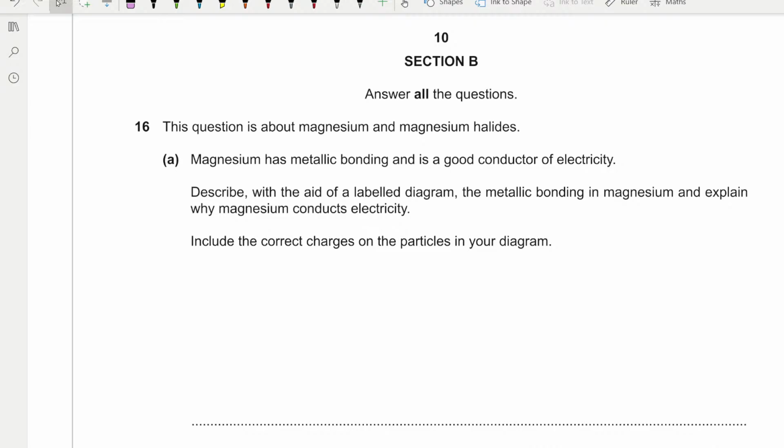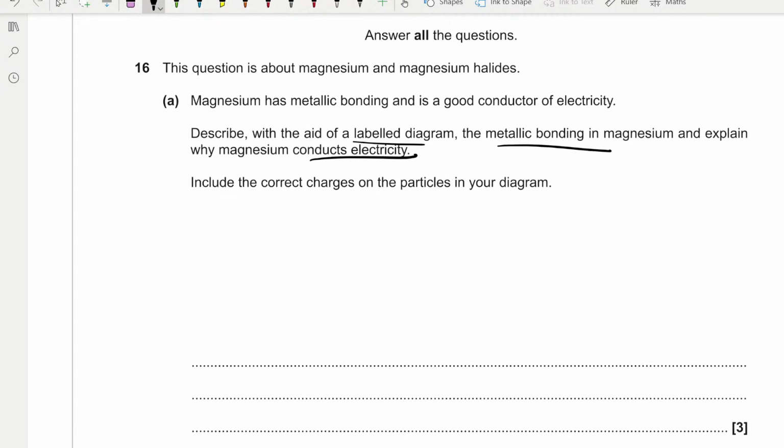So 16a. This question is about magnesium and magnesium halides. Magnesium has metallic bonding and is a good conductor of electricity. Describe with the aid of a labeled diagram the metallic bonding in magnesium and explain why magnesium conducts electricity. So we need to label our diagram. Include correct charges on the particles in your diagram.